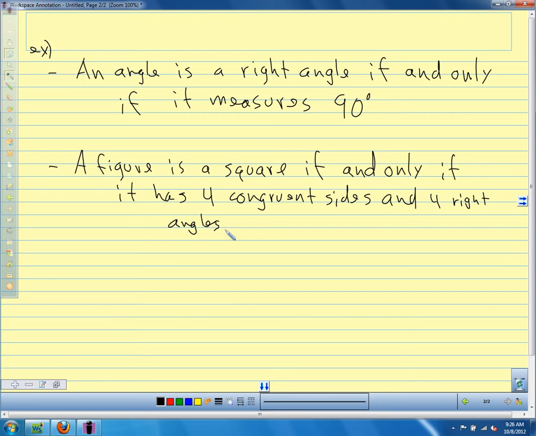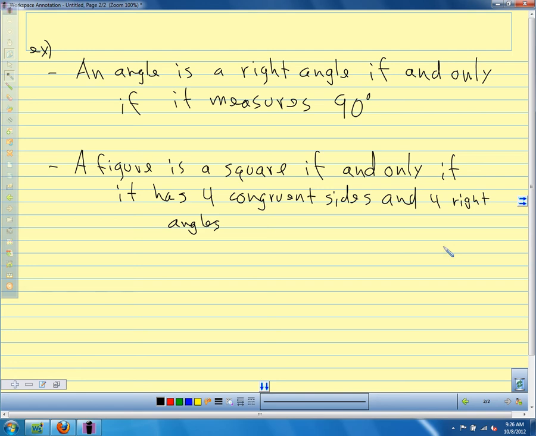Because we'll talk about a shape called a rhombus that has four equal sides, but the angles aren't all the same. So this would be a good definition of a square. A figure is a square if and only if it has four congruent sides and four right angles. So we could break that into a conditional statement and the converse.